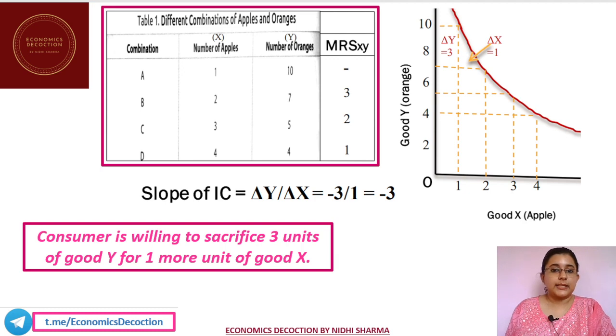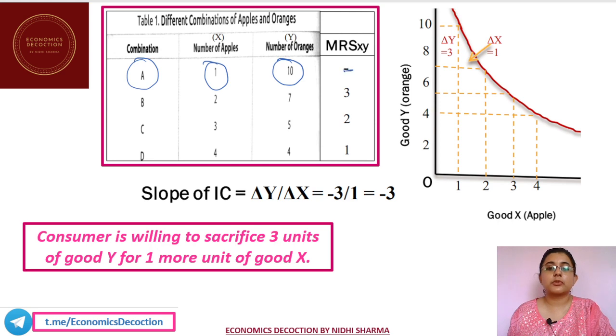Now this schedule shows us the marginal rate of substitution between x and y. Let's say in combination A we have good x, that means the number of apples, as 1, and good y, that is the number of oranges, as 10 units. So here the marginal rate of substitution is absolutely nothing, 0. But when we move to combination B, suppose a consumer has shifted from combination A to combination B, and in combination B the consumer consumes 2 apples and 7 oranges.